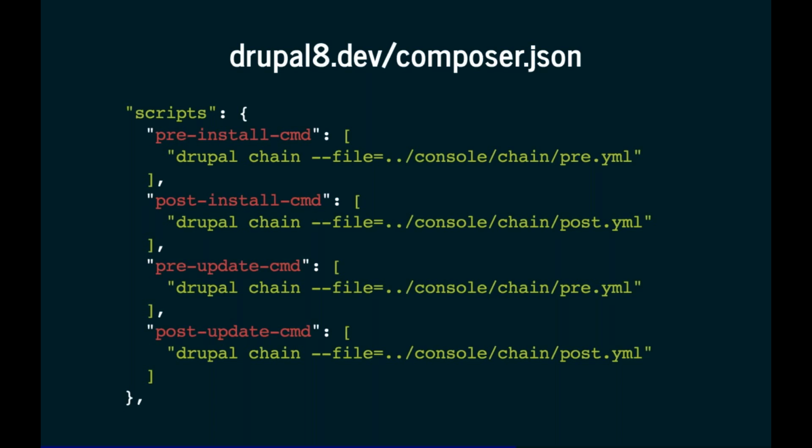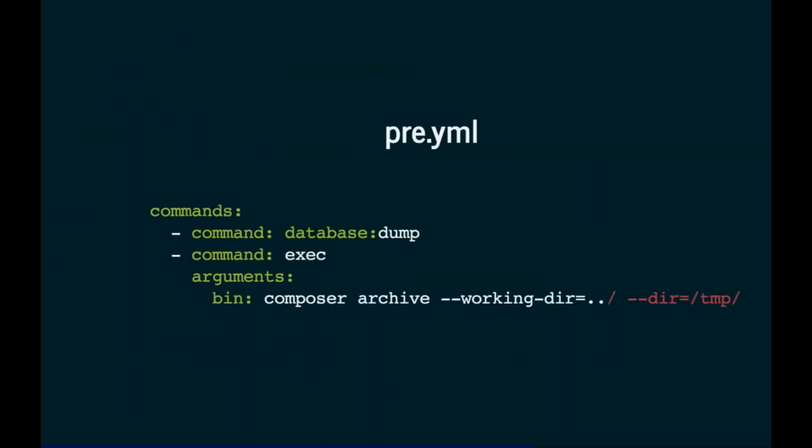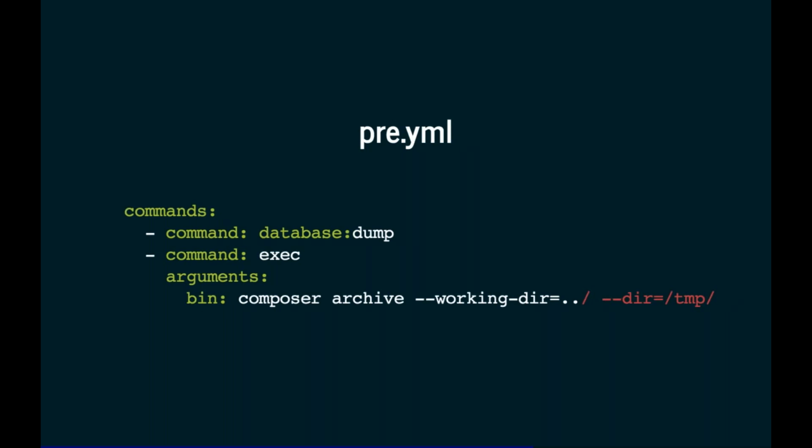Again, getting back to what we're talking about, we are using Composer scripts to attach our own command execution to a specific event. In this case, either pre-install or post-install or pre-update or post-update. As we can see, I'm calling pre.yml and post.yml. And what do those files contain? The pre one: before running either install or update, I want to make sure I get a dump of the database and an archive of my site.